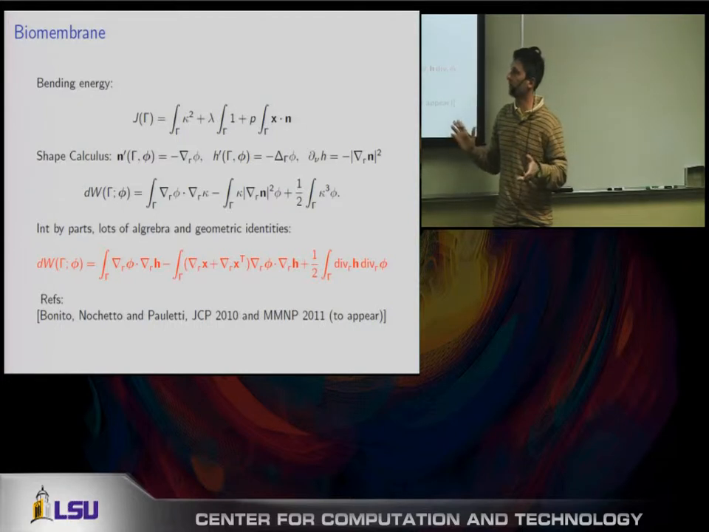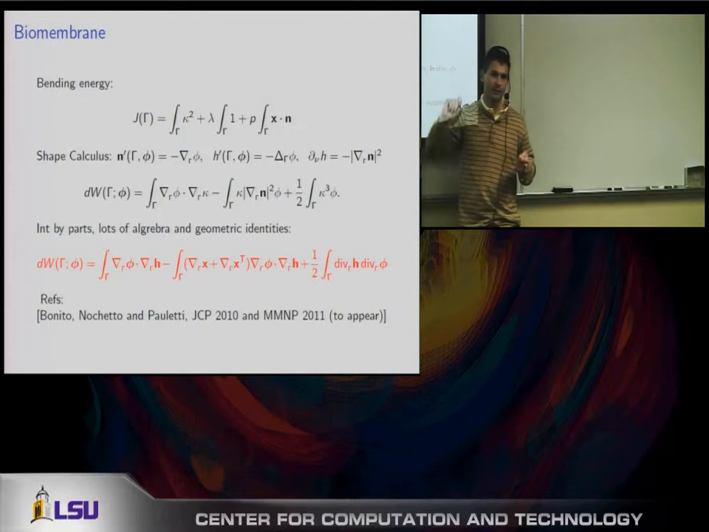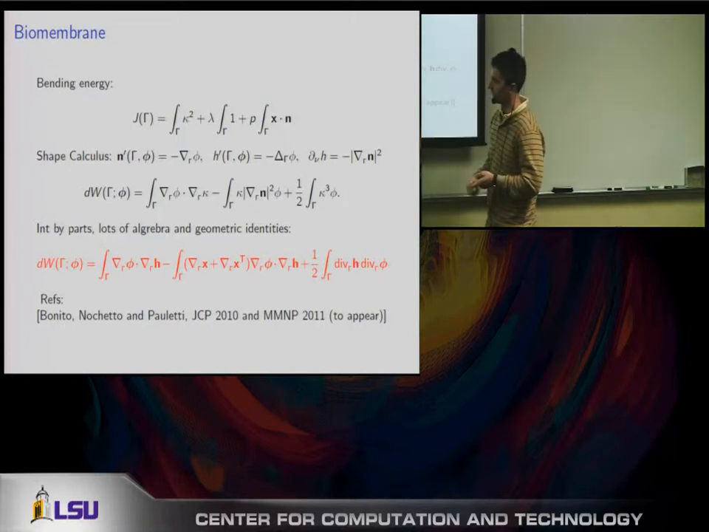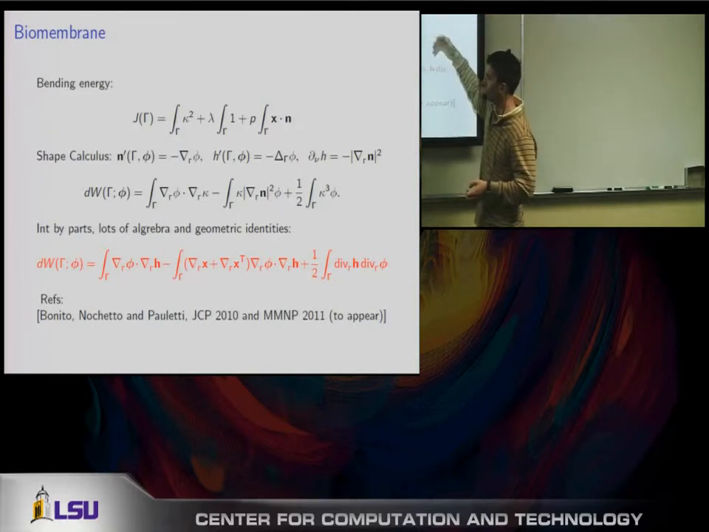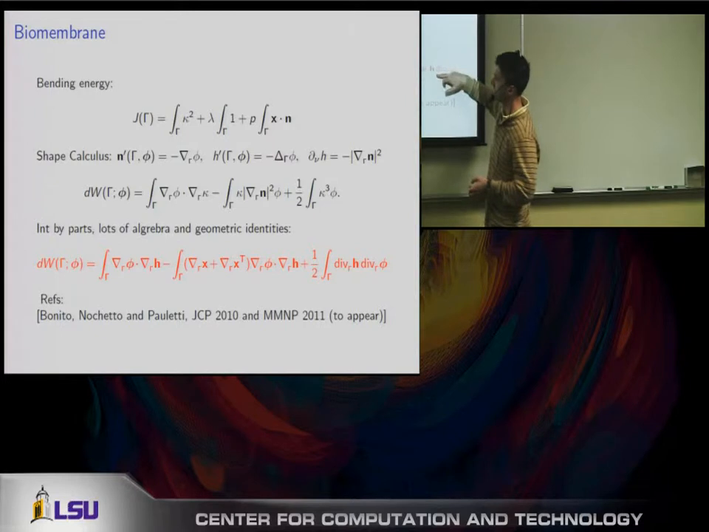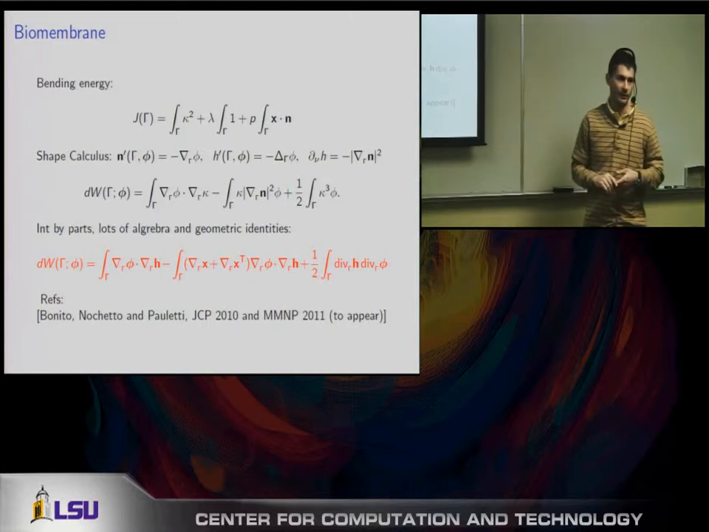That's not very nice, in particular because we had to compute the gradient of the normal. That's a quantity that we don't have available. But again, we can use integration by parts, product formulas, geometric identities, and rework this expression. And after a lot of work, we can rewrite this exactly in this way. So this and this are exactly the same. But the second way of rewriting it is a lot more friendly to implement the finite element scheme.